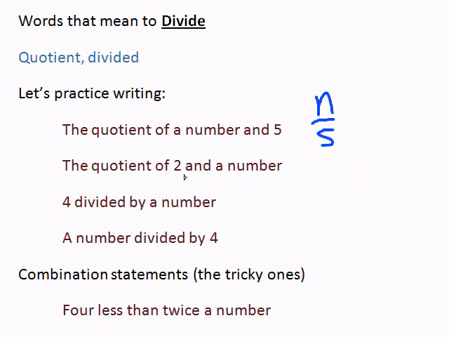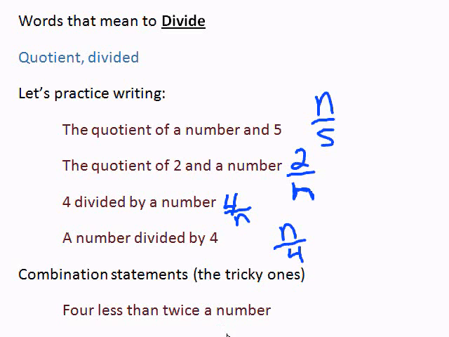So the quotient of 2 and a number would be a different order, and that is very important. The quotient of 2 and a number would be 2 over n. 4 divided by a number, that would be 4 over n. A number divided by 4, that would be n divided by 4.